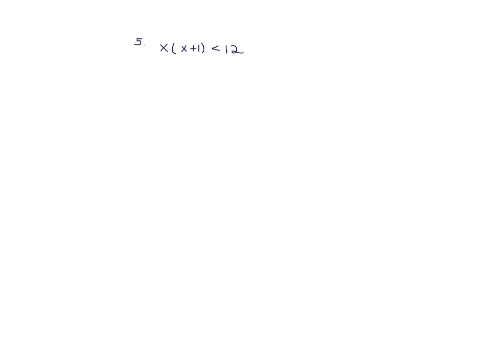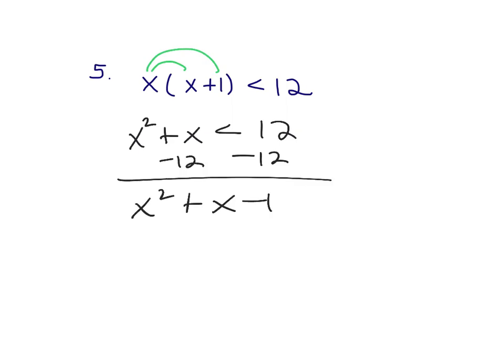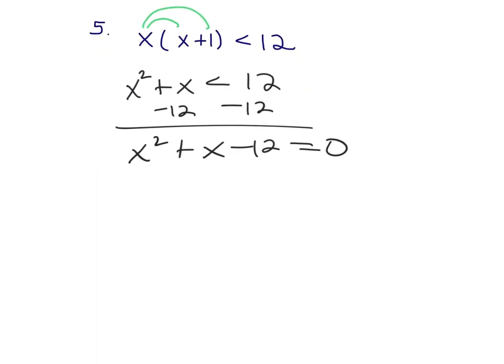Try the next. Okay, for this one, I need to turn it into a quadratic equation, so I need to distribute. So I would distribute the x to the x and the x to the 1. So this will become x squared plus x less than 12. I'm now going to move the 12 over and change it to an equal sign. Factors of negative 12 that give me positive 1. And that's going to be x plus 4 and x minus 3.